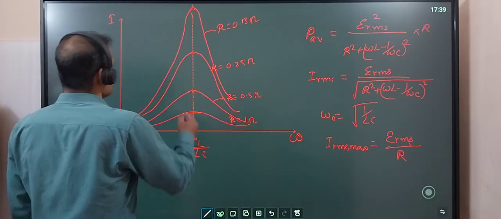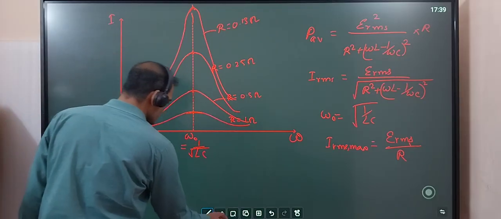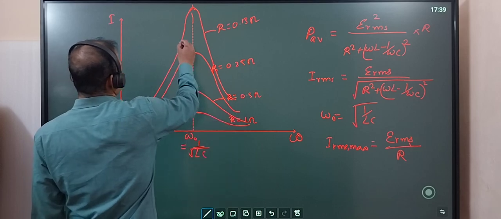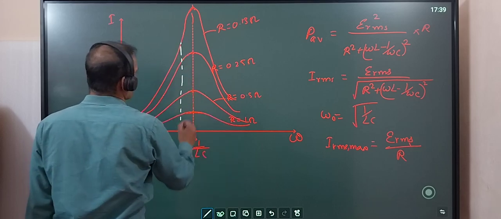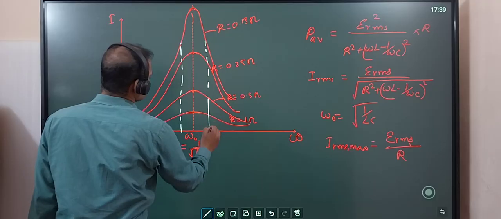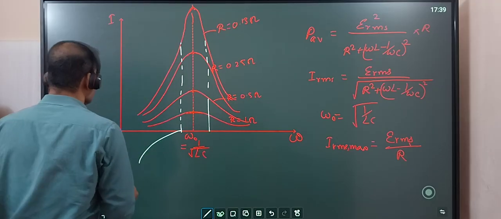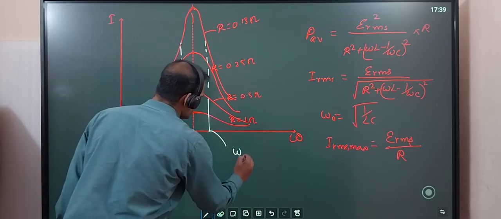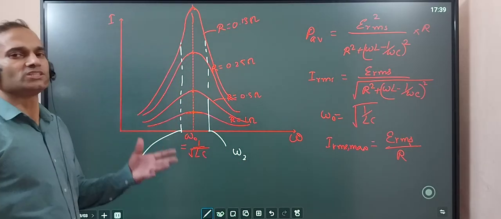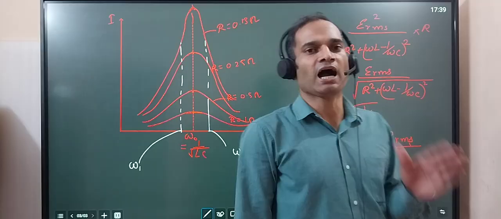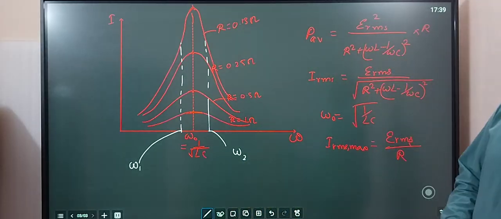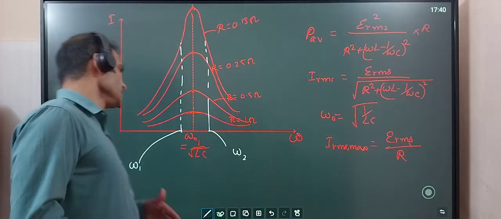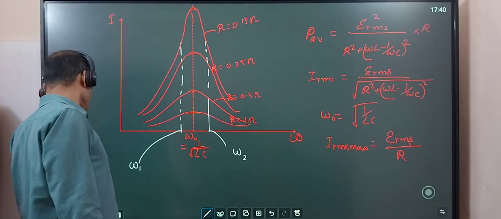So I will talk about this curve. I will call this frequency omega 1 and this larger frequency omega 2, at which power dissipation is half of the maximum. At omega 1 and omega 2, what is happening? Power dissipation is half of the maximum. So let us find omega 1 and omega 2.